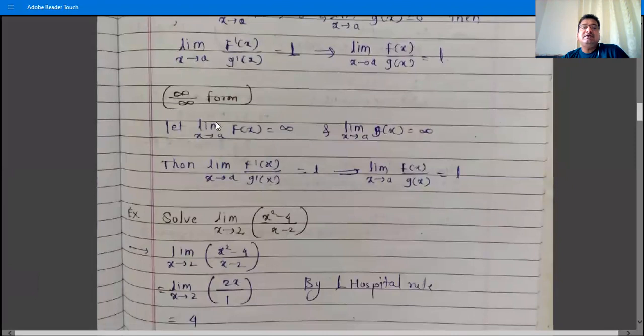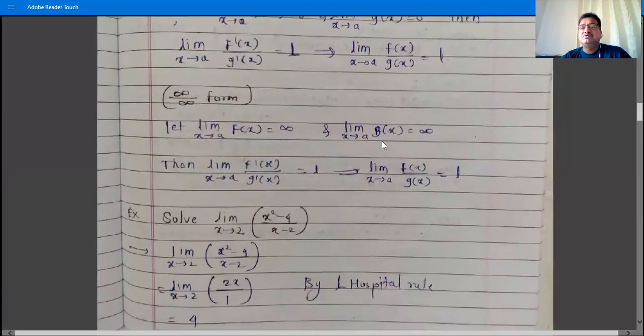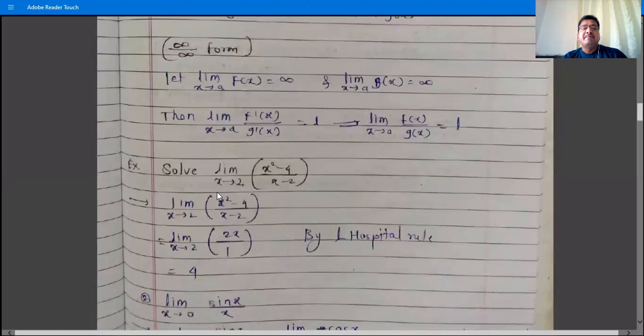Then next is the infinity by infinity form. So limit as x tends to a of f(x) is infinity and limit as x tends to a of g(x) is infinity. Then limit as x tends to a of f'(x) divided by g'(x) is equal to L implies limit as x tends to a of f(x) by g(x) is also L.